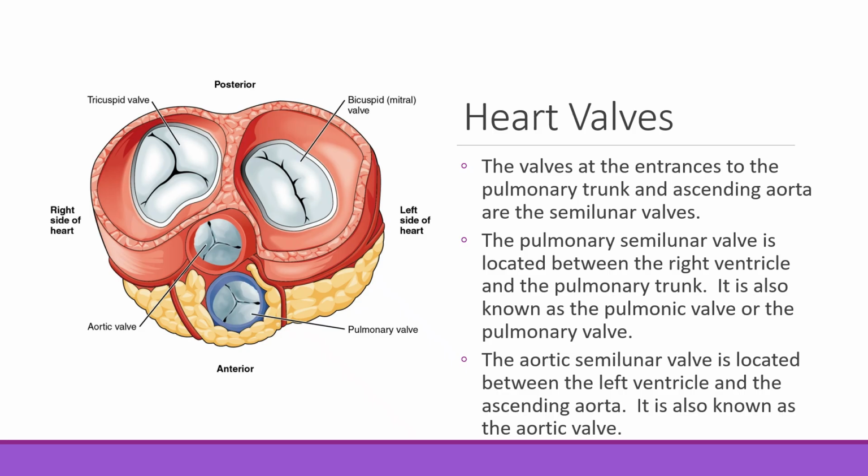The pulmonary semilunar valve is found between the right ventricle and the pulmonary trunk. It has some alternative names as well. It can be called the pulmonic valve or simply the pulmonary valve, so you can take the word semilunar out. The aortic semilunar valve is located between the left ventricle and the ascending portion of the aorta, the first portion of the aorta, and it's known as the aortic valve. It doesn't have any other name other than aortic valve or aortic semilunar valve.